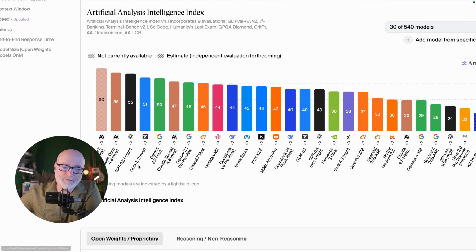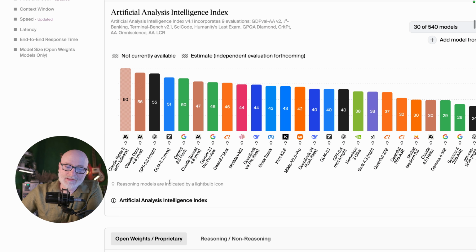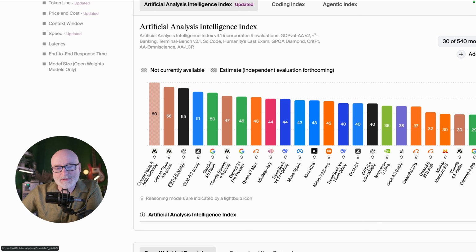Now, GLM 5.2 is telling us a different story. And that is why this moment is pretty exciting.